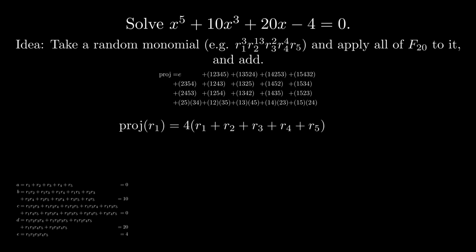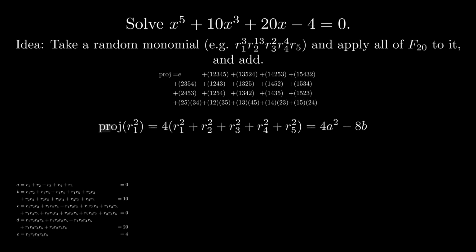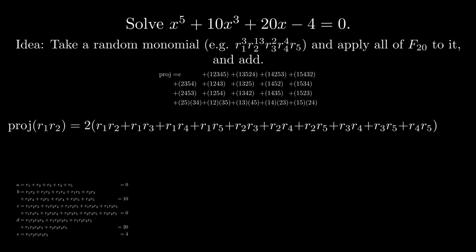Applying it to some small monomials, we get proj of R1 is this, which we already know is 4a. If we try proj of R1 squared, we get this, which again, we already know is 4a squared minus 8b. Maybe mixing some terms will be better? Proj of R1 R2 is this, but no, we know that equals 2b.